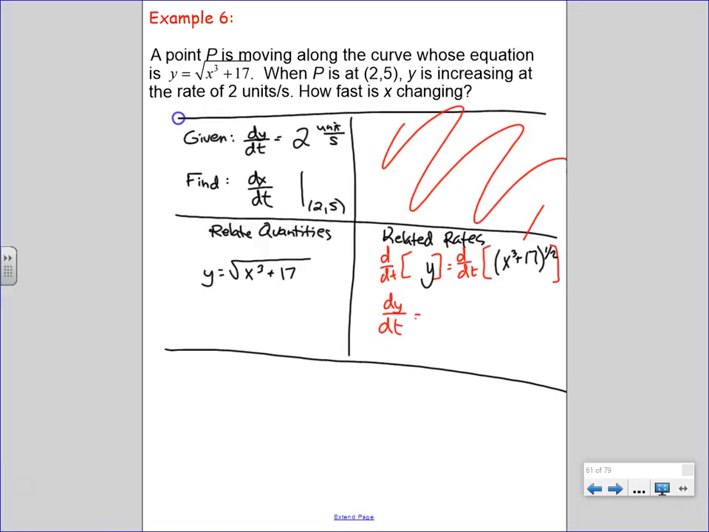dy dt is equal to 1/2. Keep the inside the same, the negative 1/2 power. Did you guys do times derivative of the inside, 3x squared? You see my chain rule? Derivative of the outside, bring down the 1/2, put a negative 1/2, keep the inside the same, times the derivative of the inside. But what did I forget that I can't forget when I'm taking the derivative with respect to t?